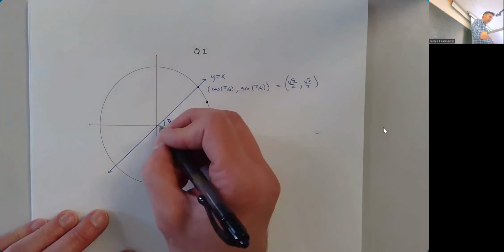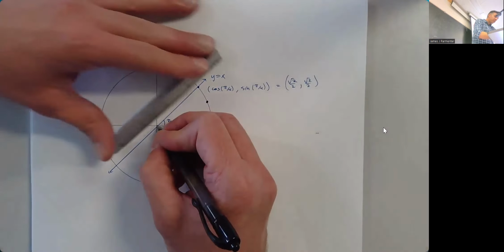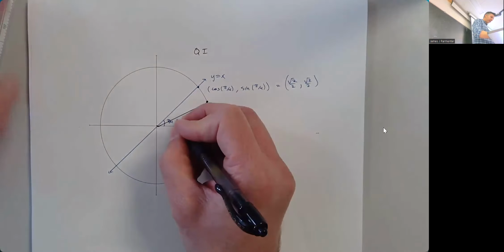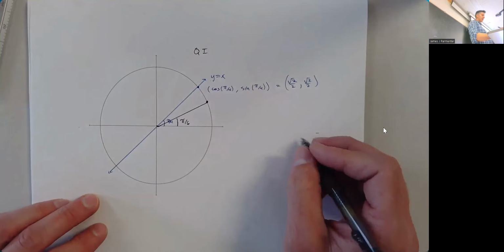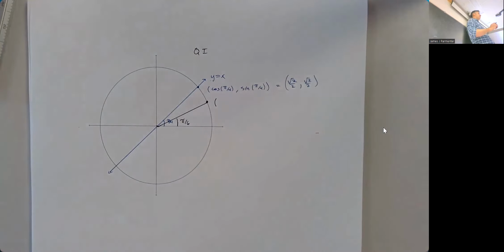So when I look at the angle, like, say, why not use a ruler, James? Good question. Why not? When I look at, say, the angle like pi over 6 or 30 degrees, I'm thinking, well, I know either cosine is root 3 over 2 and sine is 1/2, or vice versa. Cosine is 1/2 and sine is root 3 over 2.